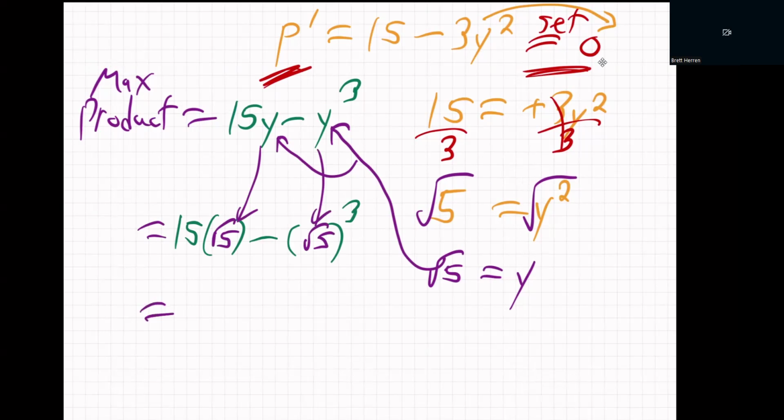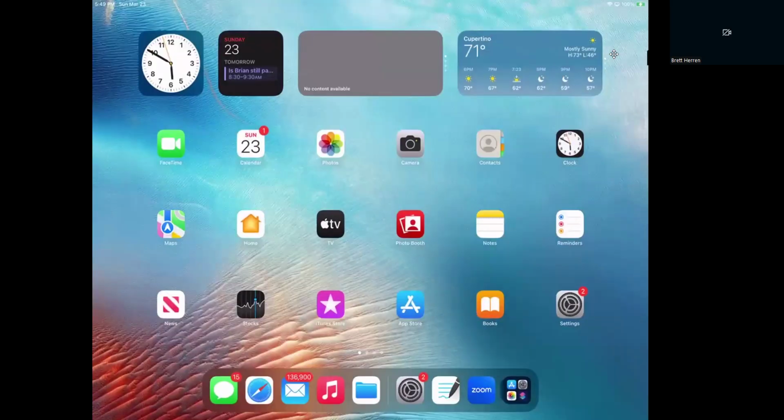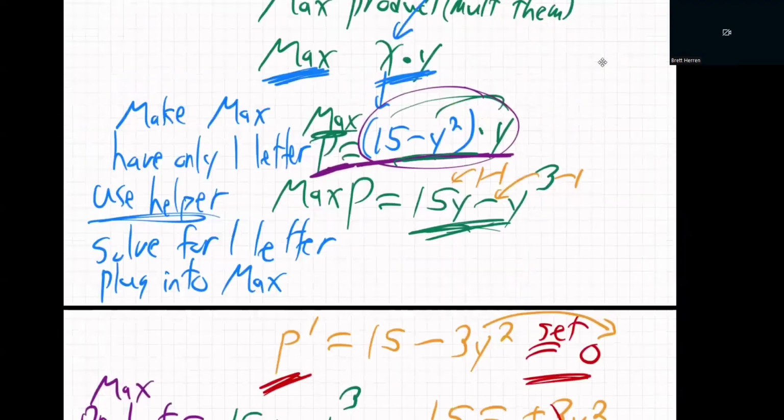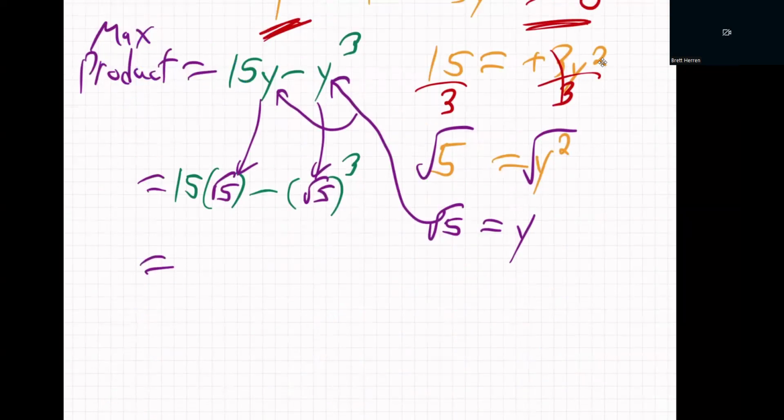So let's go to Desmos. 15 root 5 minus root 5 cubed. That's 22.36. Oh, they gave the answer as 10 root 5. Yeah, okay, I'll do it that way. So either way, it doesn't matter here. I'll show it that way.